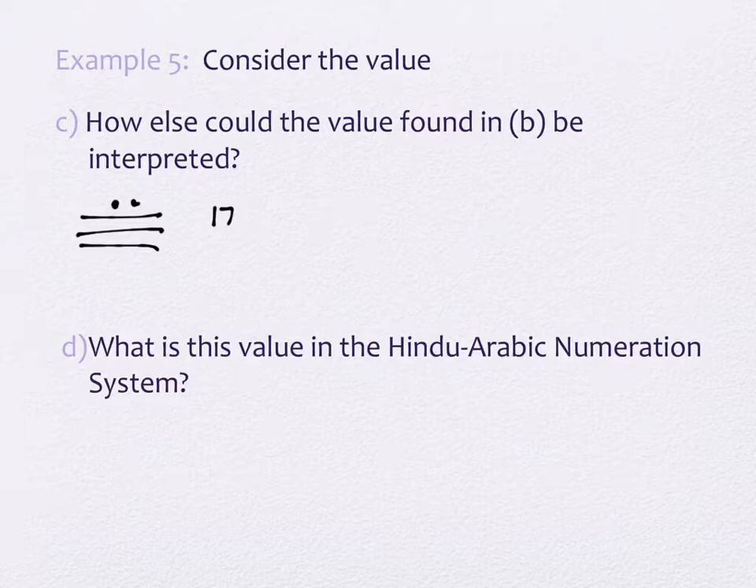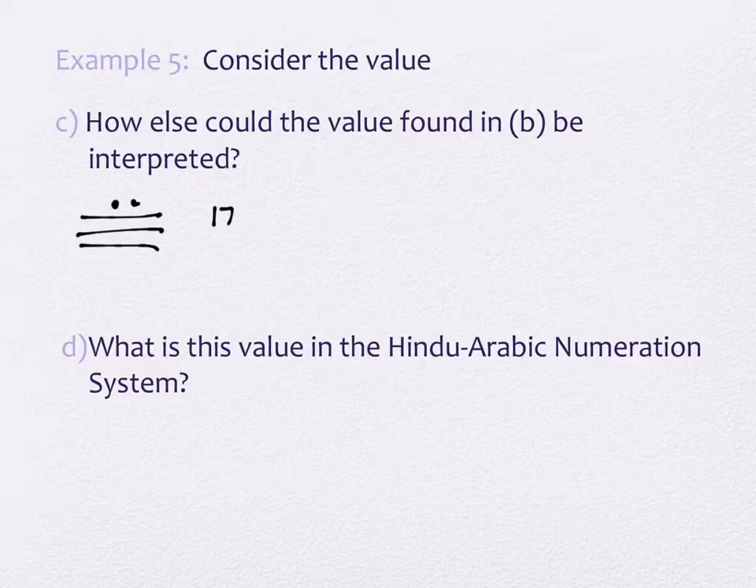I mean, there's already space between the bars. It's not even like with the Babylonians where I can just sort of pull them apart a little bit. There's already space there, right? So this could be represented as the number 17.